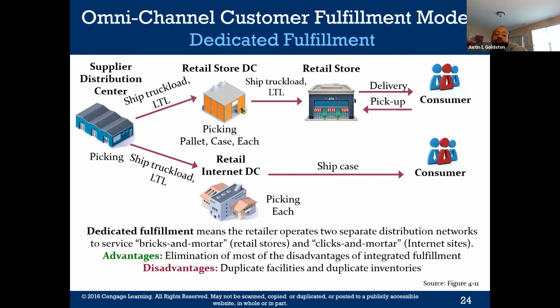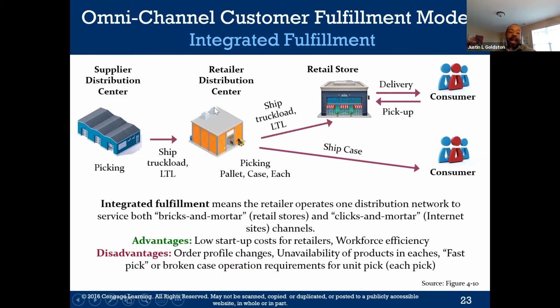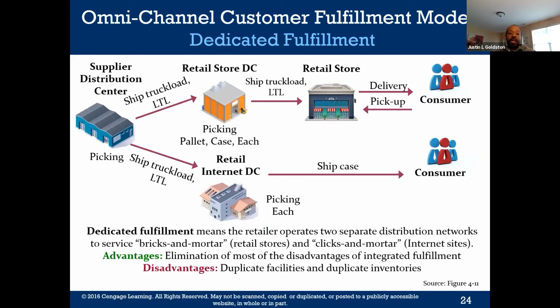So with this dedicated fulfillment, I'd be separate. So Walmart, going back to Walmart, would have a Walmart.com DC. Walmart would have a Walmart store DC. Two separate DCs for Walmart, right? As opposed to combining them in this one and shipping to my Walmart stores and my consumers. Now I'm separating them out.